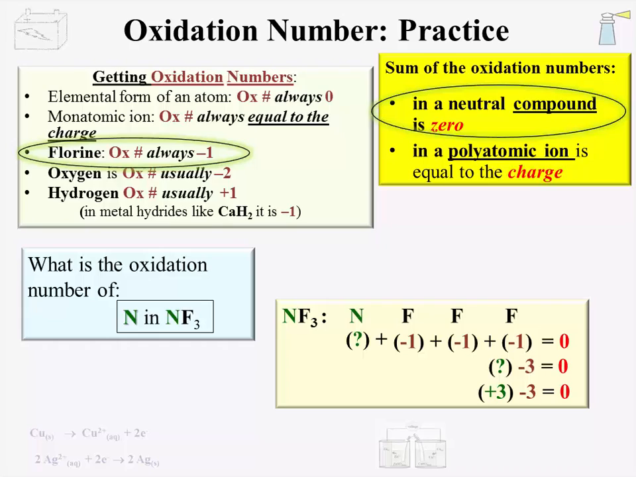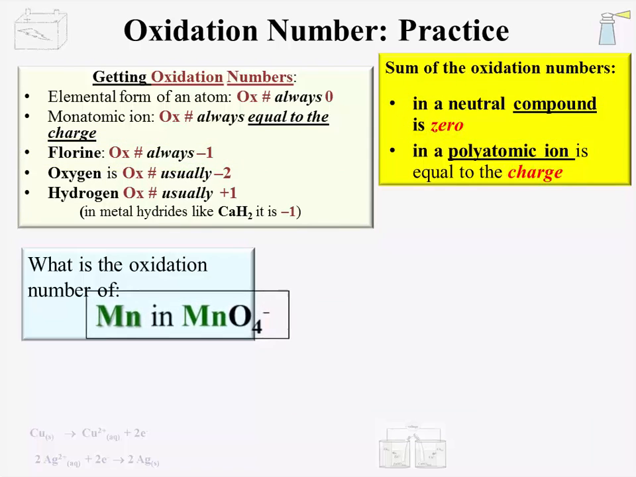Does nitrogen always have a +3 oxidation number? No, it doesn't. Nitrogen's oxidation number is dependent on the atoms it is bound to. That is true for almost all atoms, and is why this type of procedure is needed to determine oxidation numbers.